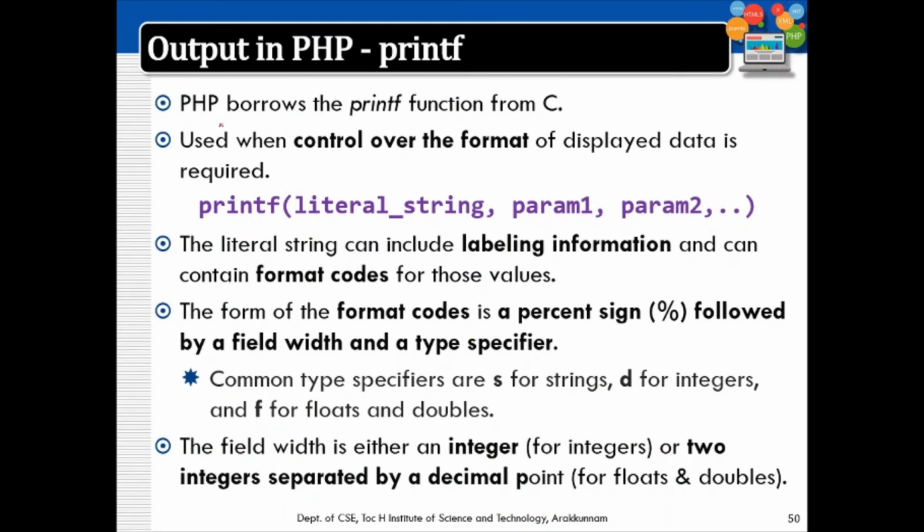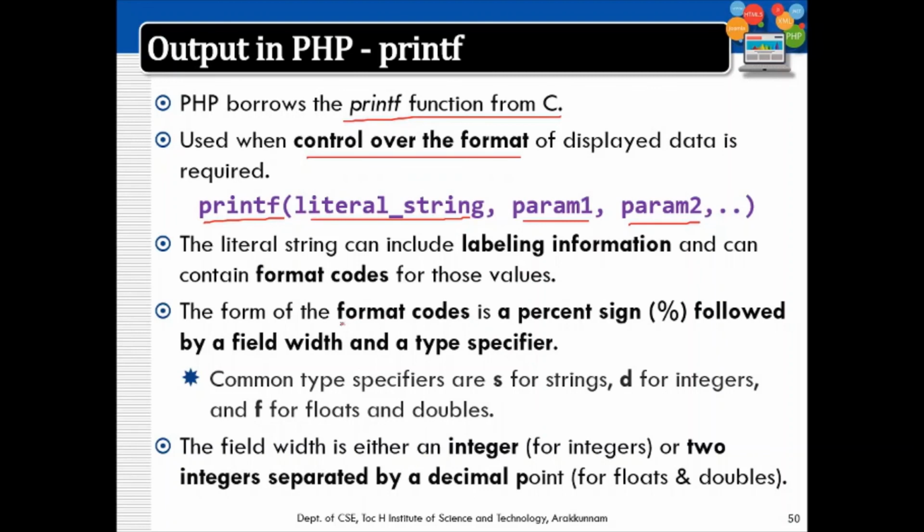Then the third one is the printf function. The printf function is borrowed from the C language itself. So this is used to control the format of the displayed output. With printf, we can give the format specifier here, then we can give the corresponding parameters.